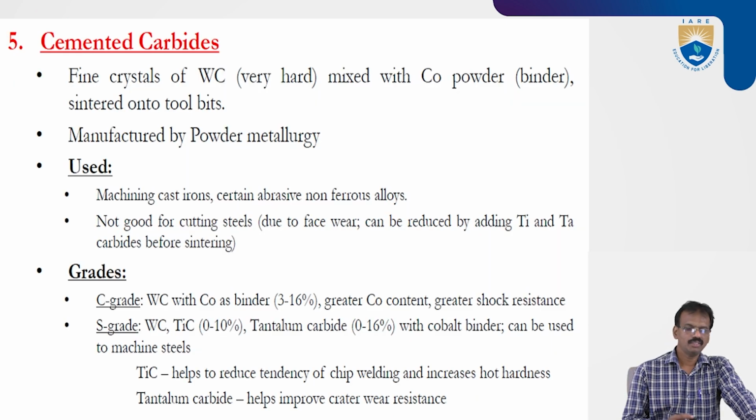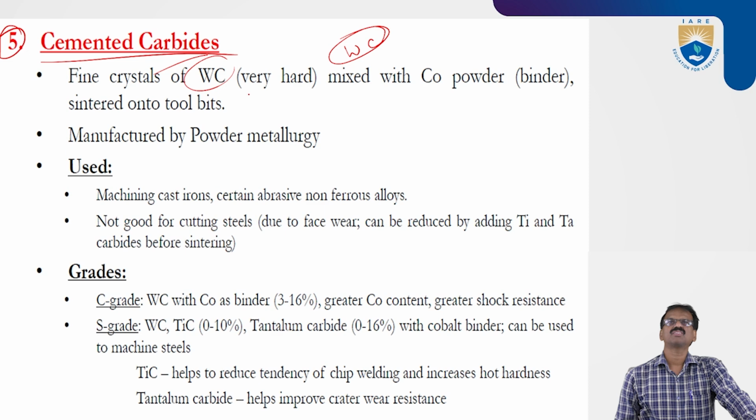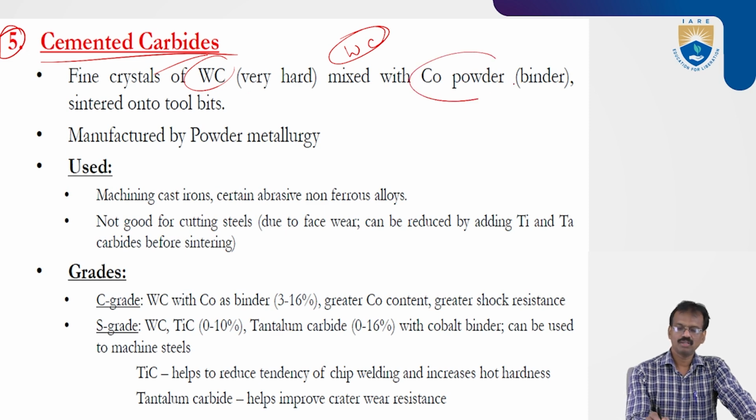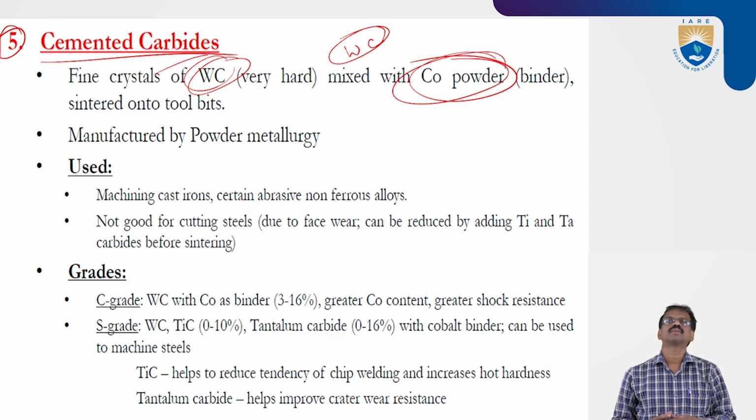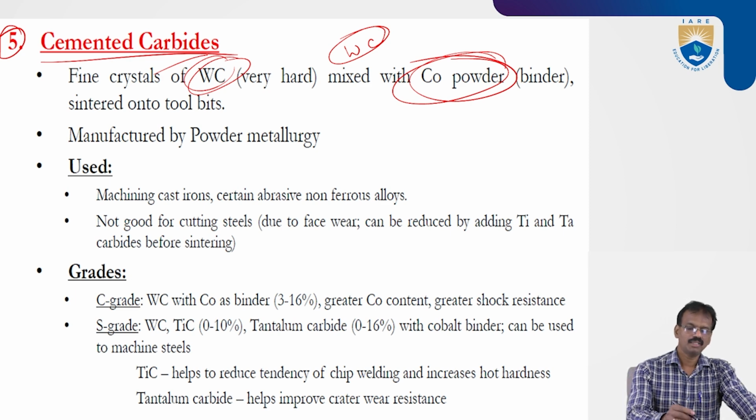Next, the fifth one is cemented carbide. Cemented means ceramic materials. So fine crystals of tungsten carbide, we will see. Tungsten carbide is a very hard material. Okay. So it is mixed with cobalt powder. So tungsten carbide powder and cobalt powder. Okay. So these are bound with the sintering process. You know that powder metallurgy. So through the powder metallurgy process, we can manufacture this type of cemented carbide tools.